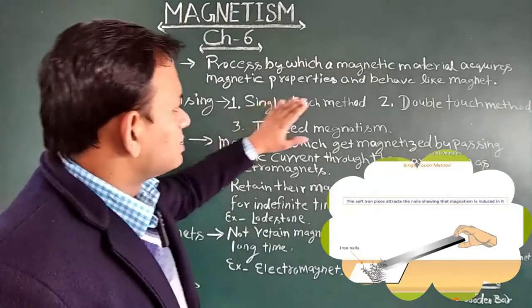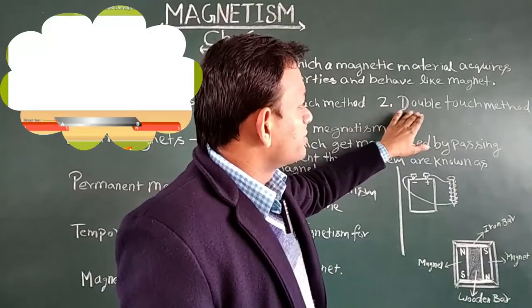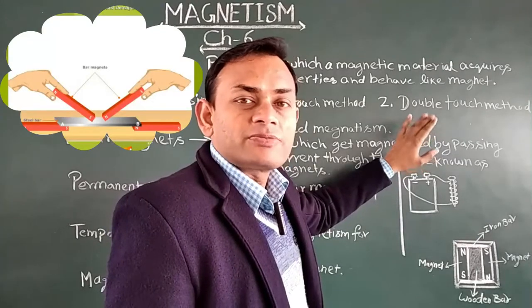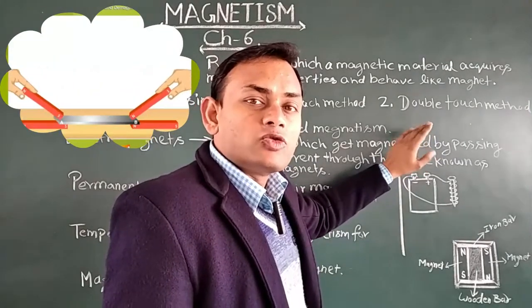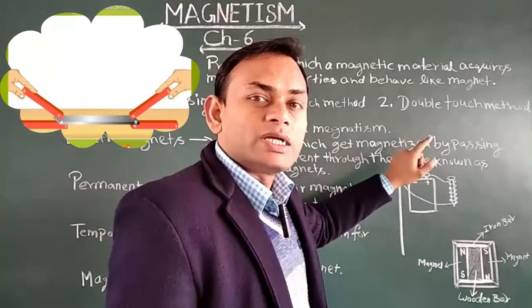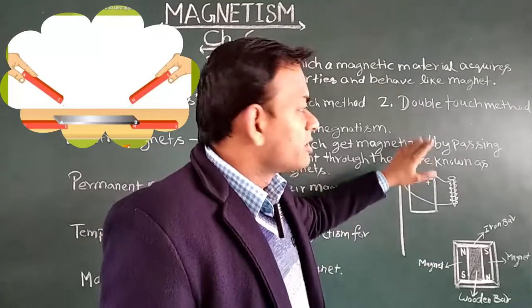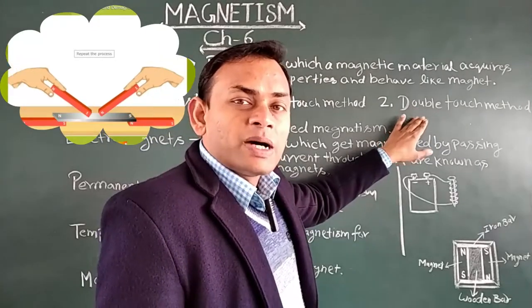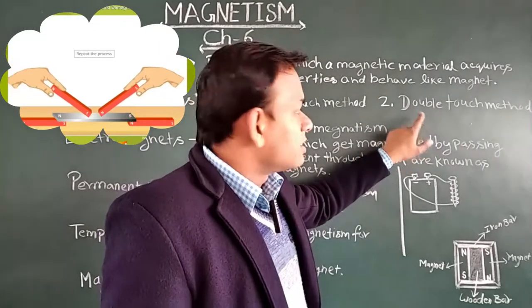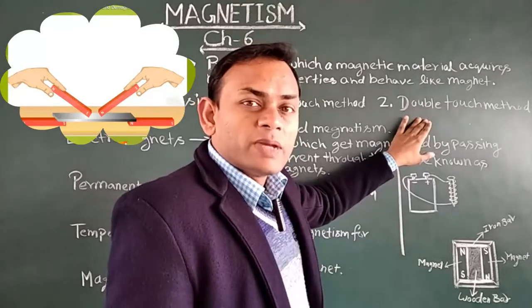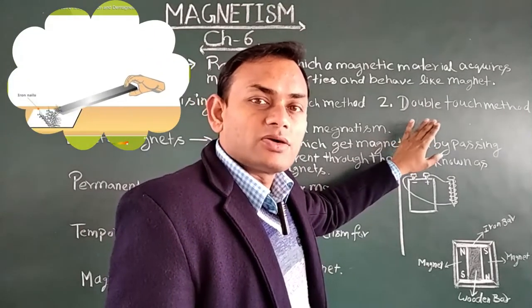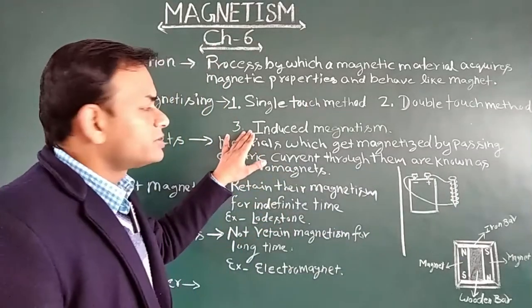And what is the double touch method? In the double touch method, a magnetic material is magnetized by rubbing two magnets simultaneously and longitudinally on it. Double means two magnets, rubbed simultaneously and longitudinally on the magnetic material. Got it? Now, induced magnetism.